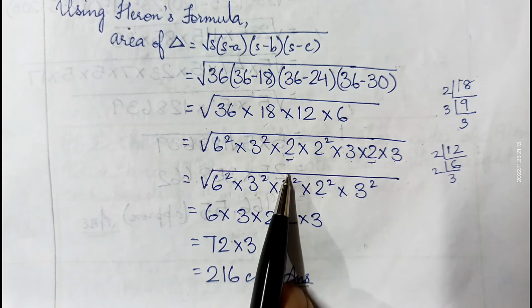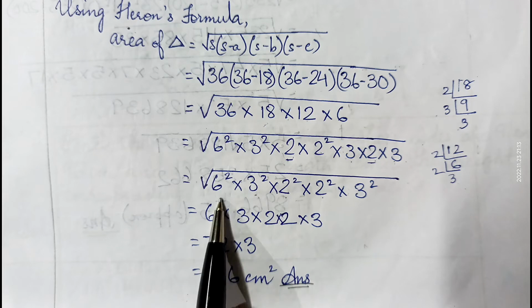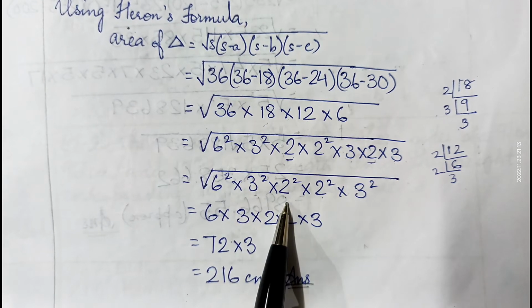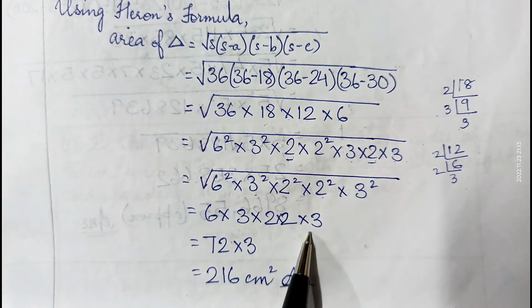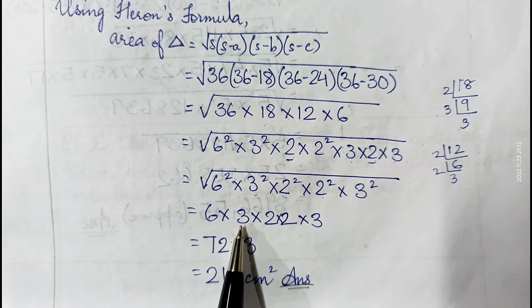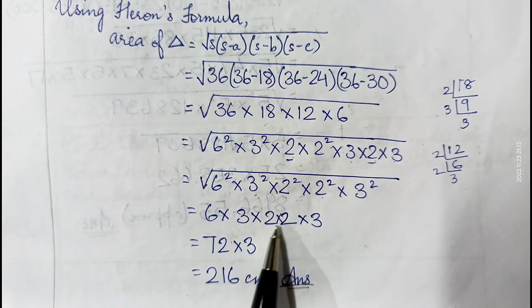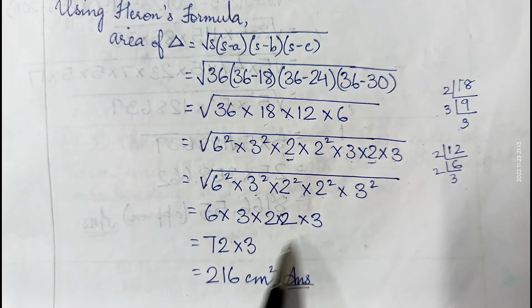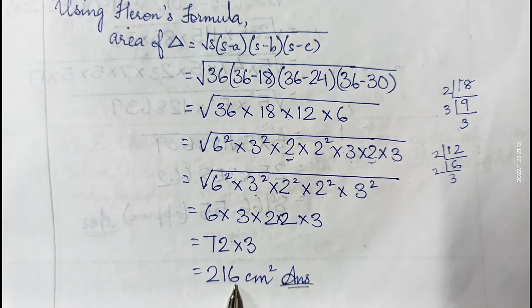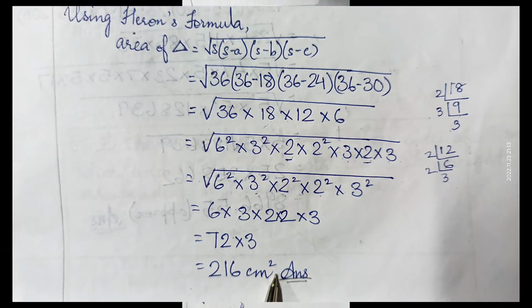Now these squares and root will cancel each other. So we are left with 6 into 3 into 2 into 2 into 3. Now 3 6s are 18, 18 2s are 36, 36 2s are 72, into 3. If you multiply it will give 216 centimeter square. Therefore the area of the triangle is 216 centimeter square, which is the required answer.